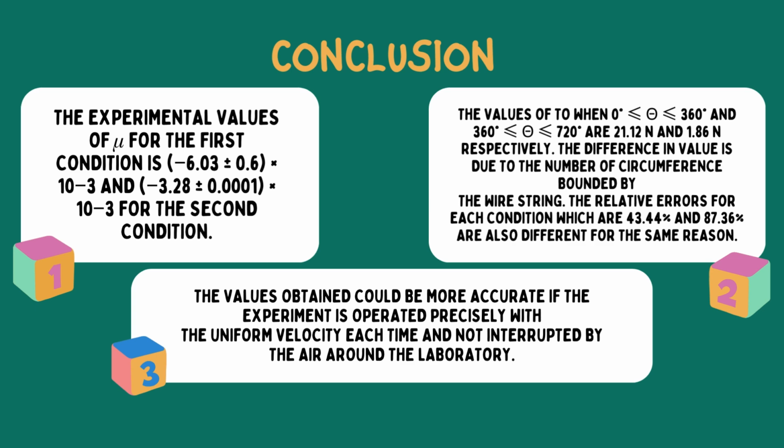The relative errors for each condition, which are 43.44% and 87.36%, are also different for the same reason. The third conclusion is the values obtained could be more accurate if the experiment is operated precisely with the uniform velocity each time and not interrupted by the air around the laboratory.